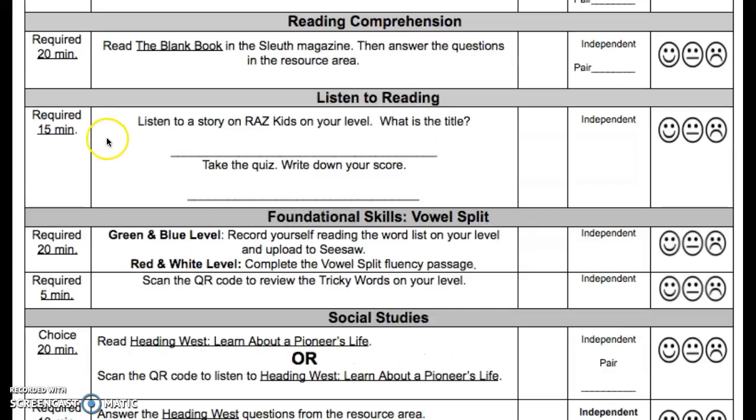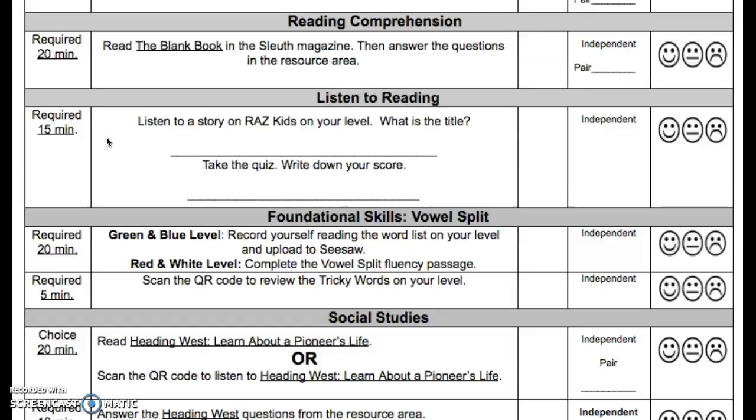For reading comprehension this week, required for 20 minutes, you're going to read the blank book in the Sleuth magazine. Don't forget you can use the table of contents to find where the blank book is located. Then answer the questions in the resource area. This can be done independent or a pair. Reflect when you're done.